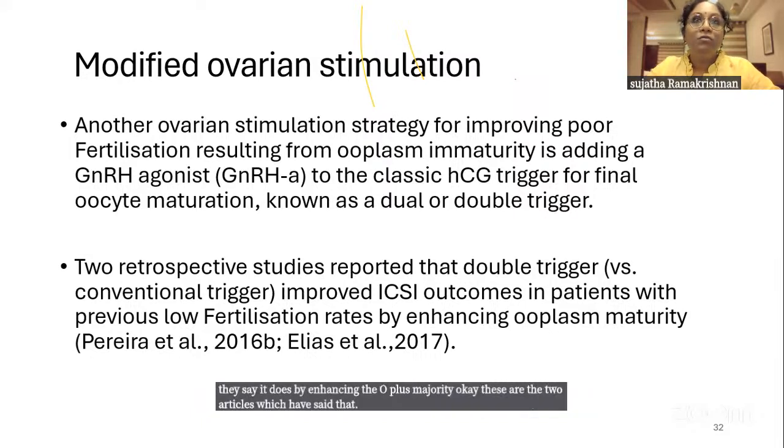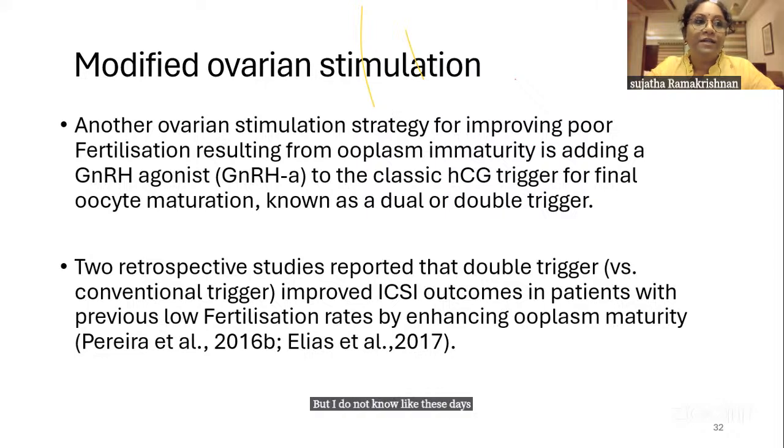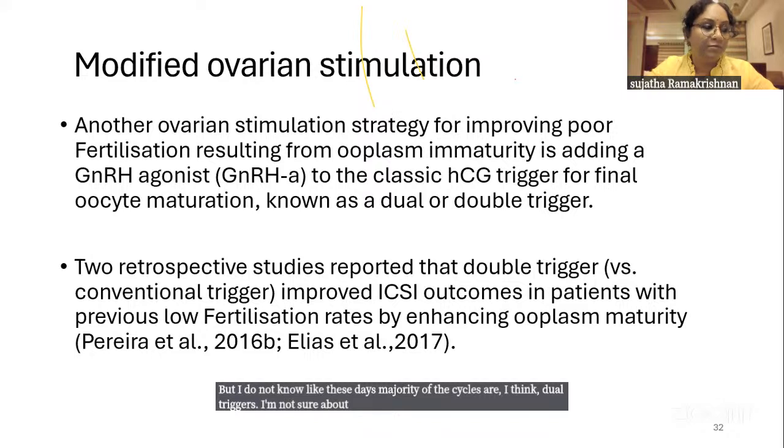But I do not know, these days, the majority of the cycles are, I think, dual triggers. I'm not sure about what happens in the other clinics, but I know from our clinic that the majority of them are. So I think that portion is already taken care of.